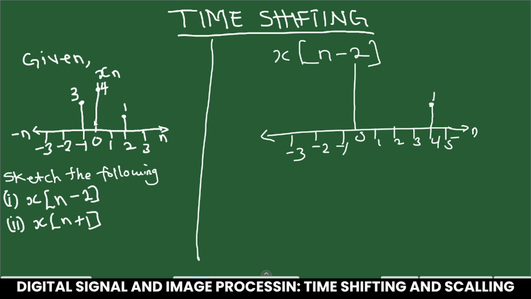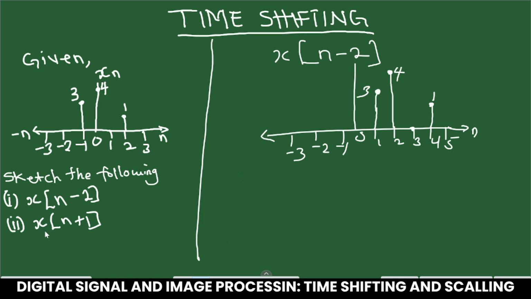Now the sample at position 1 here is 0, so we can leave that out, or even if it moves 2 places, it will now be at 3. The sample at 0 will move to 2, and the amplitude will remain the same at 4. The sample at -1 will move to +1 with an amplitude of 3.